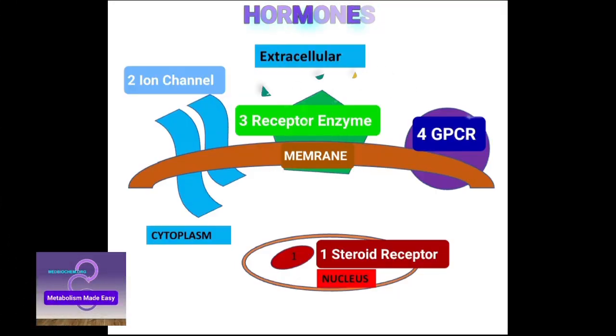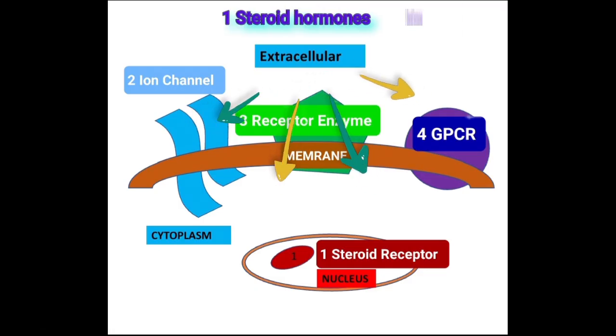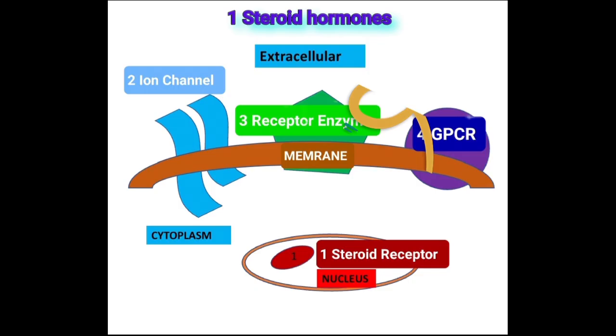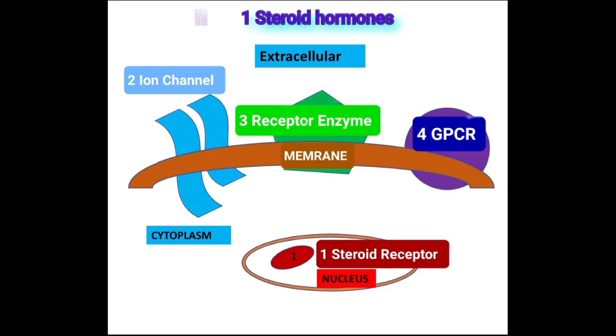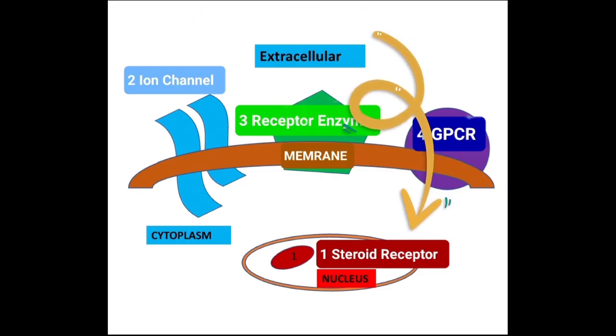Hormones exert their effects through four distinct classes of receptors. The first type of receptor is intracellular and resides in the nucleus. These are the steroid hormone receptors with specificity for different steroid hormones.